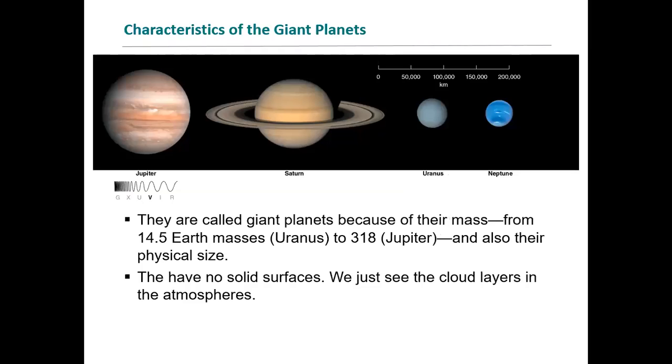They're called giant planets because of their mass. 14.5 Earth masses for Uranus, 318 for Jupiter. So Jupiter is literally 318 times the mass of the Earth. It's 14.5 Earth masses for Uranus, and then 318 is what Jupiter is.